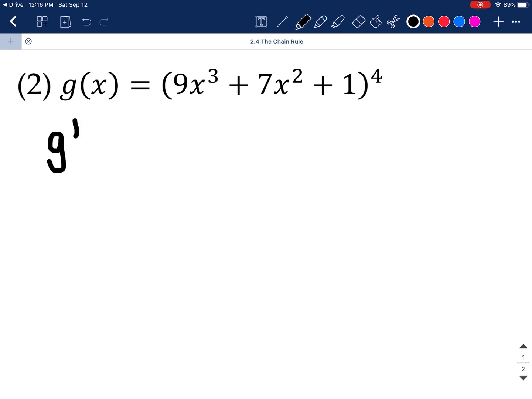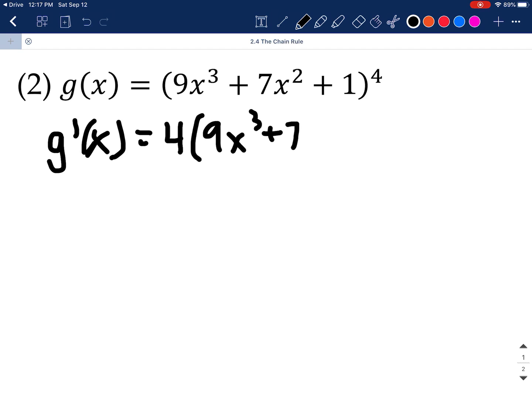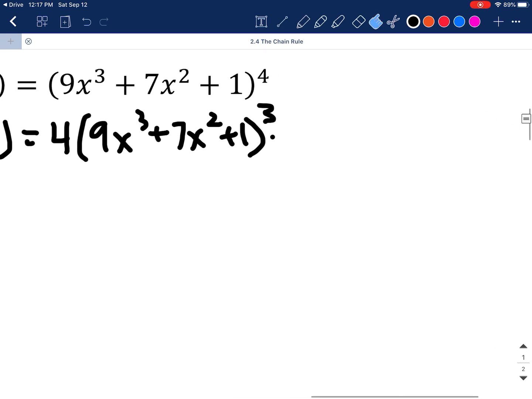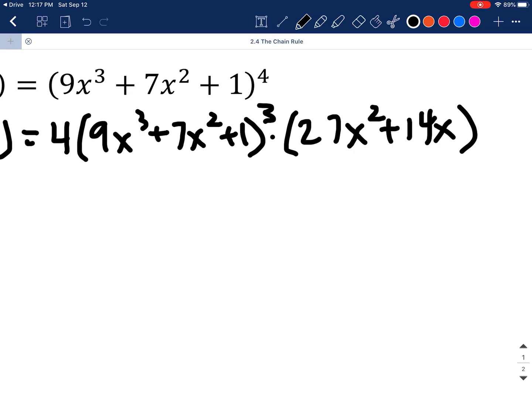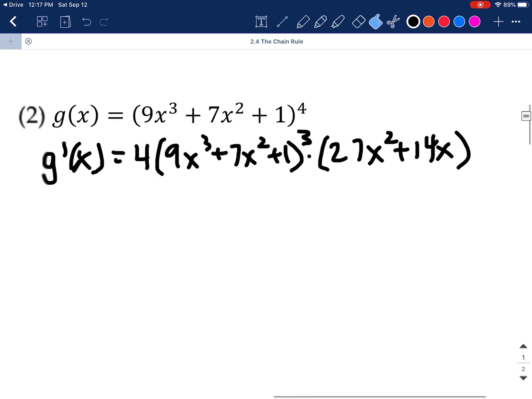So the typical way you're going to approach this by differentiating is differentiate the outside, which is the 4th degree expression, times the derivative of the inside, which is that cubic. So the way this is going to look is 4 times 9x cubed plus 7x squared plus 1 to the 3rd. So that is the derivative of my outside function, which was that power 4 expression, times, now I'm going to differentiate the inside of that cubic, which is going to be 27x squared plus 14x, and then the 1 is just going to become 0.